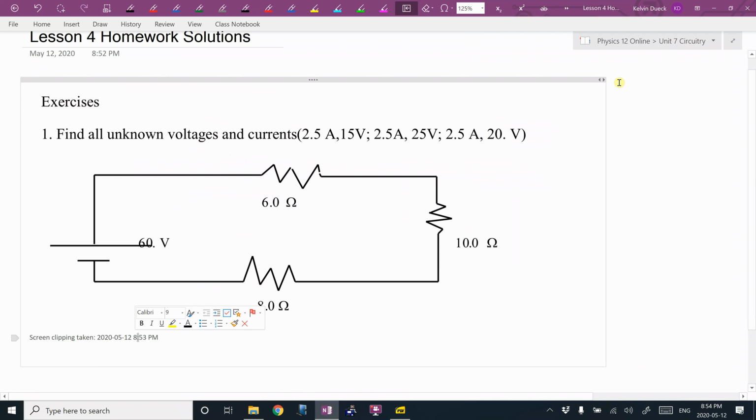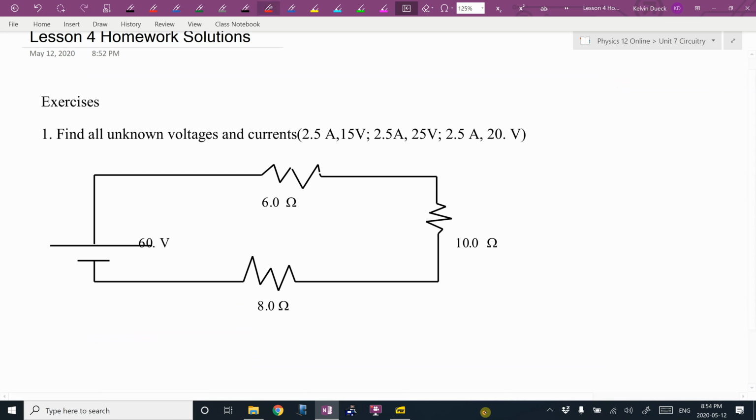Number 1 says find all unknown voltages and currents. Normally I would remember the steps for solving circuits. Step 1, label downhill. Can do that. Step 2, try and find the total current. I don't see current anywhere. Step 3, do I know two things? No. Step 4, ski. This is 60 volts. These three will add to 60 volts. Step 5, rewrite them in simplest form.